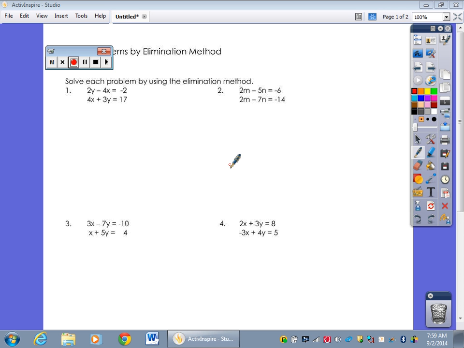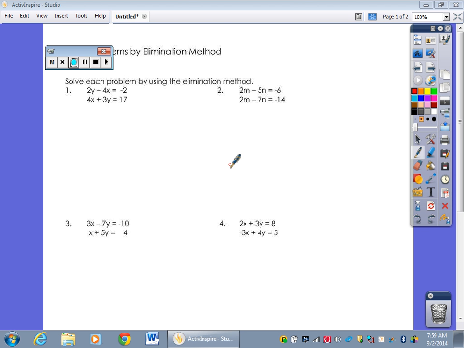Okay, so today we talked about the elimination method. Remember that on the elimination method, we are trying to eliminate one of the variables. So the very first thing you have to do is make sure that the variables are lined up correctly. If you look at number one, you have the y over the x and the x over the y.